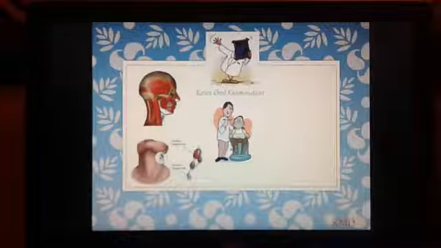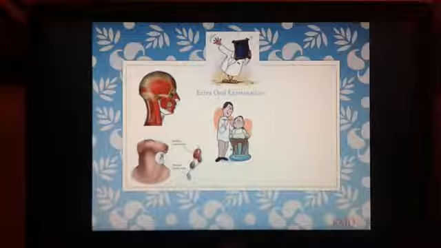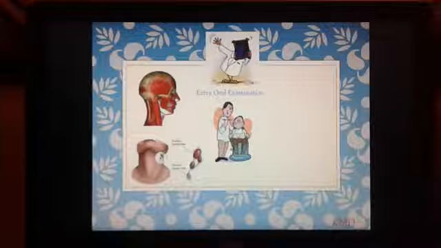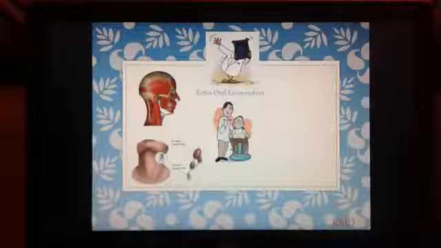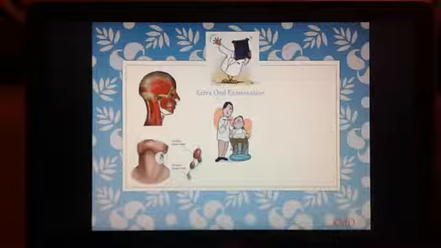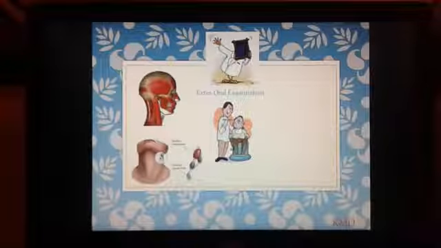The second important examination constitutes the lymph node evaluation. The lymph nodes are oval or bean-shaped structures found along the lymphatic vessels that drain the body parts. Normally they are non-tender, soft and cannot be felt even though they are present.